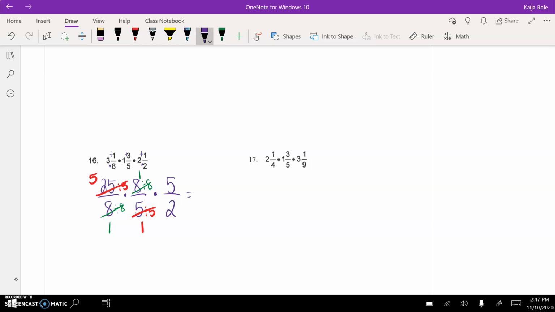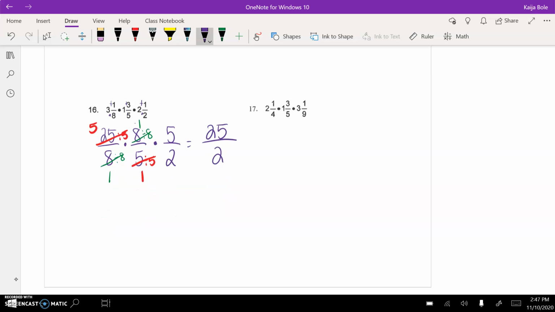So 5 across the top. 5 times 1 is 5. Times another 5 would give us 25. Over 1 times 1 is 1. Times 2 is 2. All right, so that's one way you could have done the cross division. I'll put another way up here. So we'd have 25 eighths times 8 over 5 times 5 over 2.